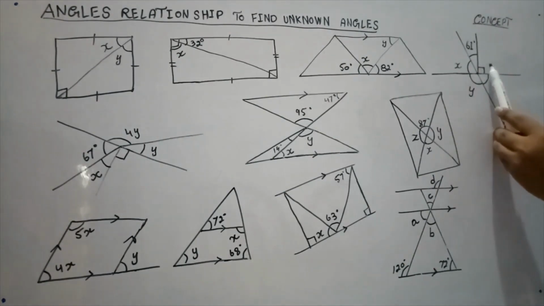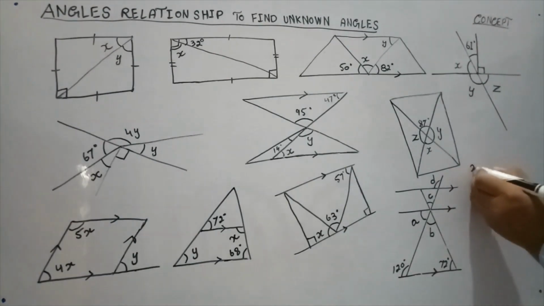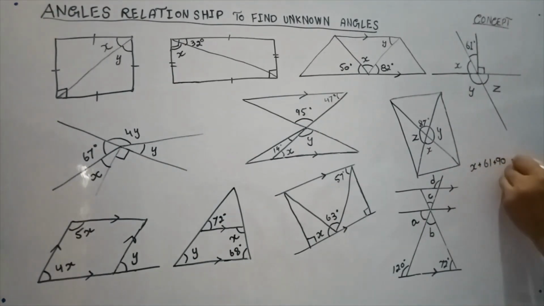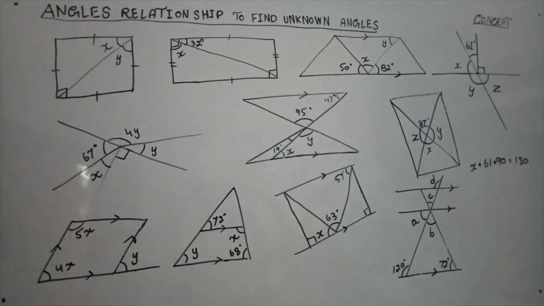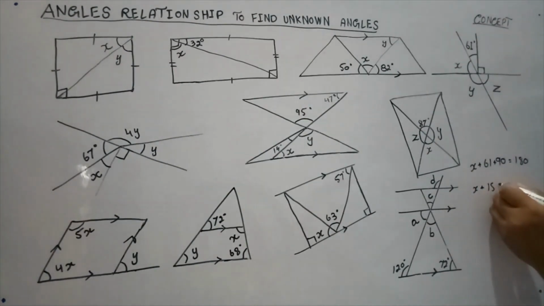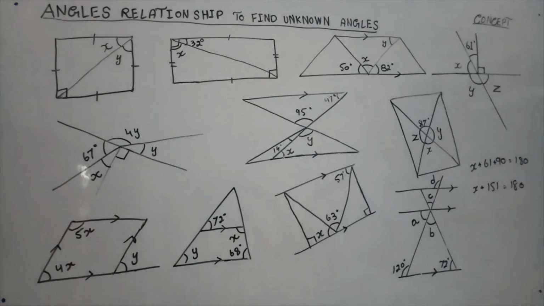Here you can see from this square that this one is equal to 90 degrees, and we have to find the value of x. It means if we add x and 61 and 90 degrees, it will be equal to 180 degrees. Clear? Now if I add 61 and 90, with a plus sign, it will be equal to 151. So x plus 151 equals 180 on the right side.